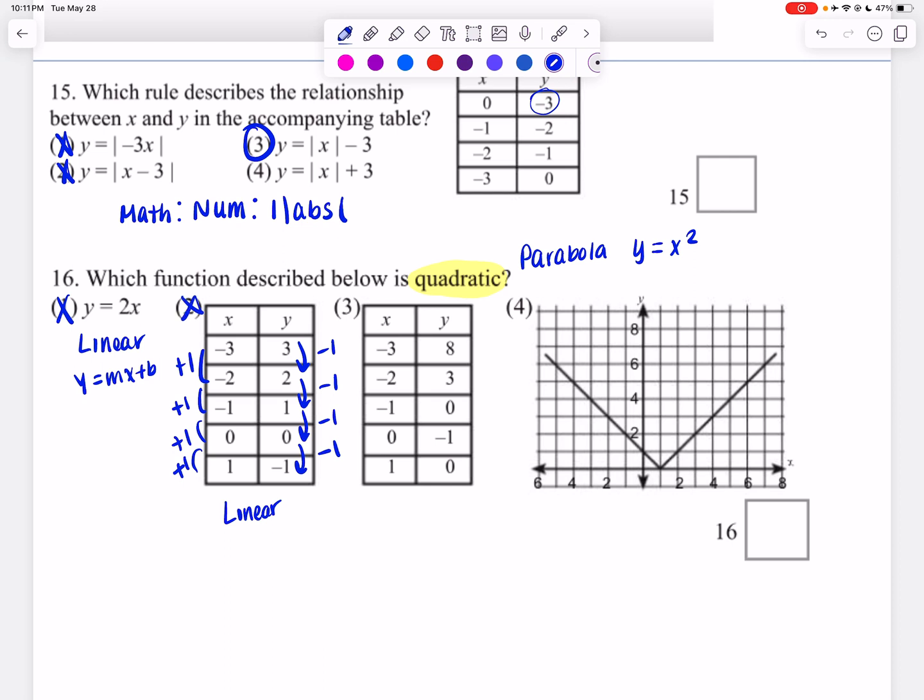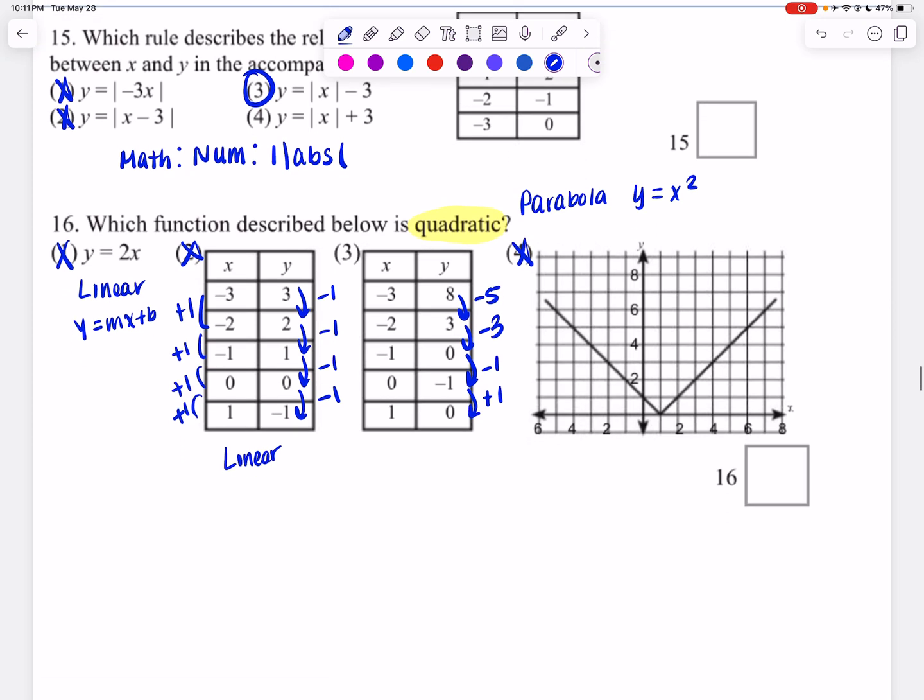And then if I look at choice 3, that one could be quadratic. I go down by 5, I go down by 3, I go down by 1, and then I go up by 1. So I don't have that constant rate of change. Now, if I look at choice 4, that's an absolute value graph, because if you remember what we did earlier, absolute values are V-shaped. So it can't be choice 4 either.